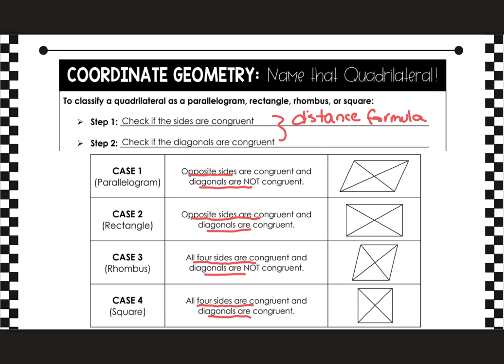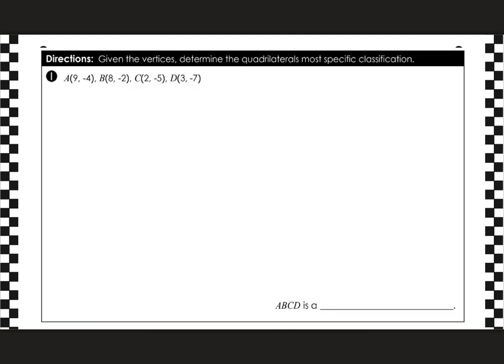So what we're going to have to do is check, are the sides congruent, right? And if they are, we're going to have to check to see if the other set of sides are congruent. And then we're going to have to check to see if the diagonals are congruent. So we're going to have to do a lot of the distance formula, basically, is what we're doing here. So we'll be given four coordinates, and then we need to go from there.